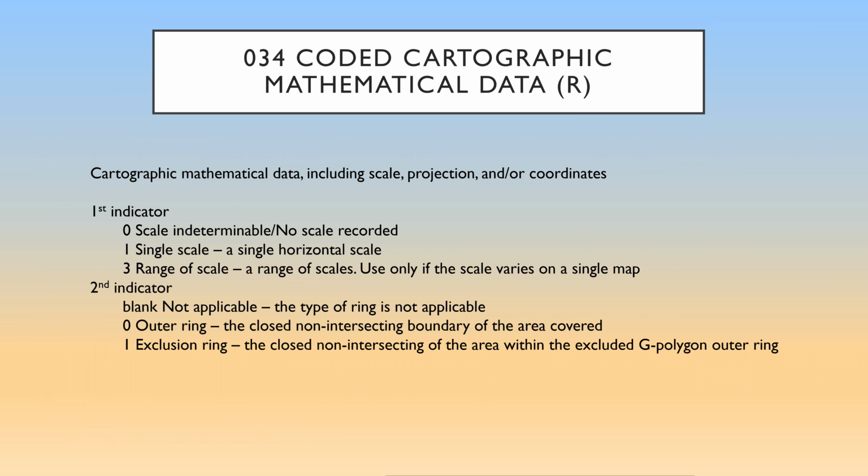So MARC code 034 for coded cartographic mathematical data. This has indicators that you need to consider based on the scale and the type of ring if applicable. The 034 is based on information recorded in MARC tag 255 and can be generated using the OCLC macro for 034. This macro can be found in the main toolbar under Tools, Macros, Manage, Generate 034.